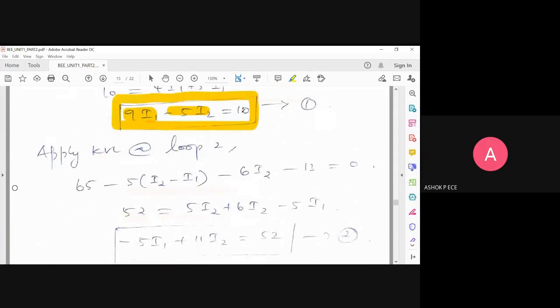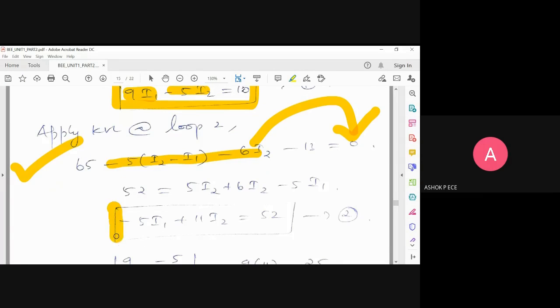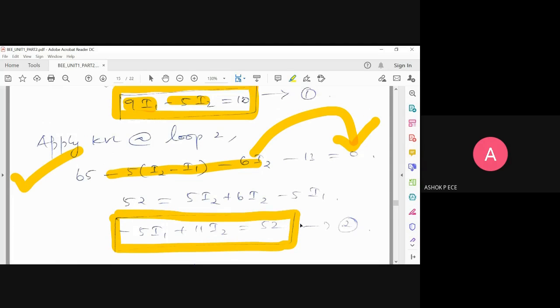Yes. See here, the equation you have told is correct. 65 minus 5 into I2 minus I1 minus 6I2 minus 13 equal to 0. You can simplify. 65 minus 13 is 52, and bring all the negative terms to the other side. So 5I2 plus 6I2 minus 5I1. So I get minus 5I1 plus 11I2 equal to 52. Check whether this equation is correct. Yes, sir.